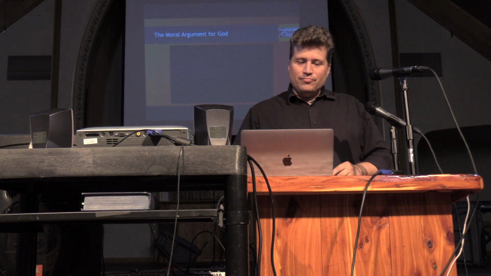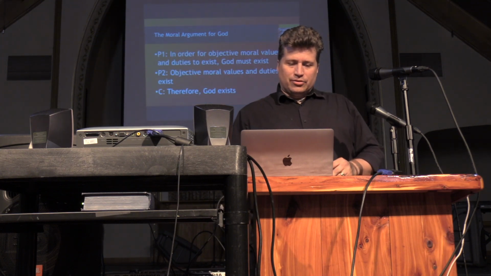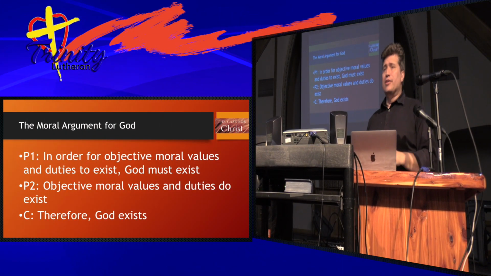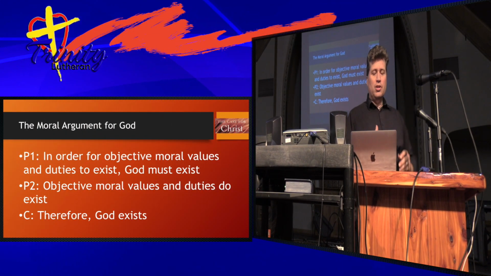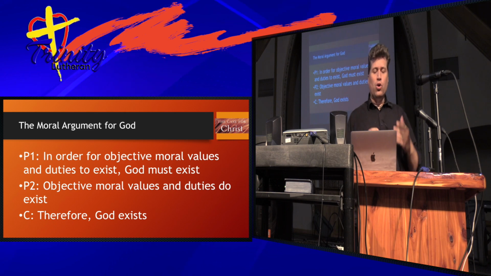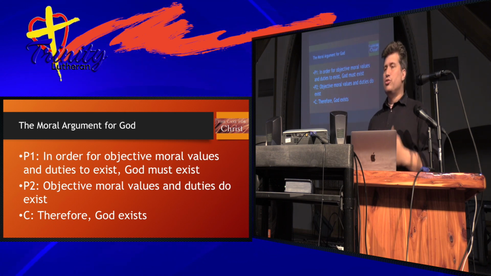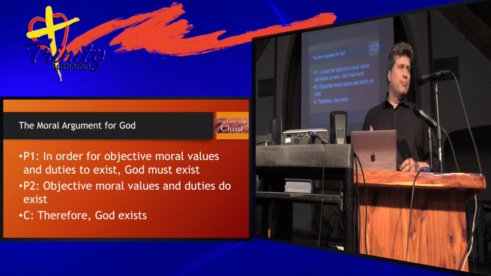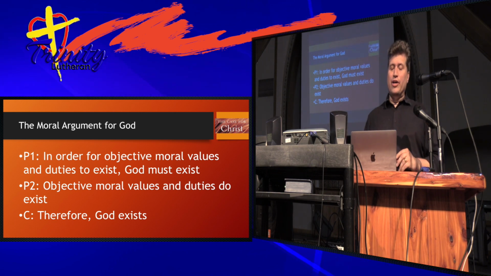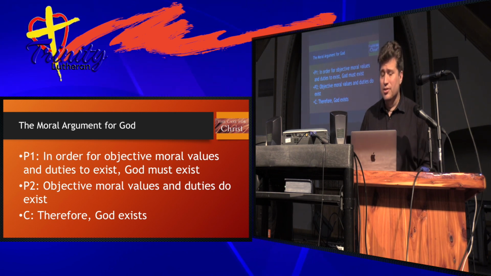All right. So, stop it. Okay, there we go. So what is the moral argument for God? To spell it out in simple premises and a conclusion, all right? Premise one, in order for objective moral values and duties to exist, God must exist. Premise two, objective moral values and duties do exist.